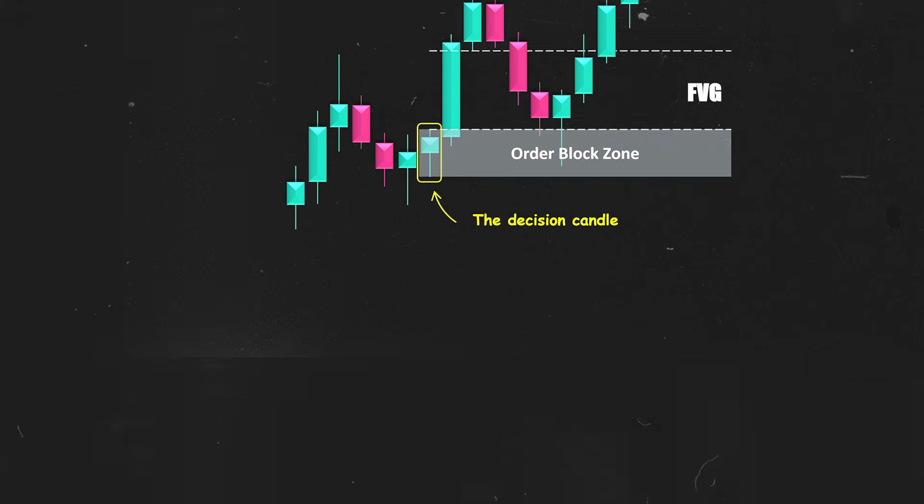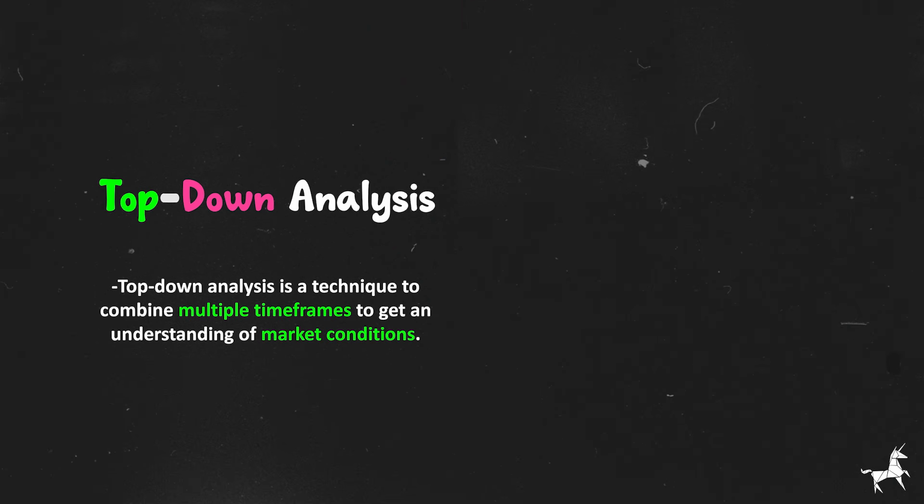Finally, we have top-down analysis. This technique is all about combining multiple timeframes to get a complete understanding of the overall market conditions. By analyzing the bigger picture on higher timeframes and then zooming in on the smaller timeframes for finer details, traders can identify the most promising trading opportunities.